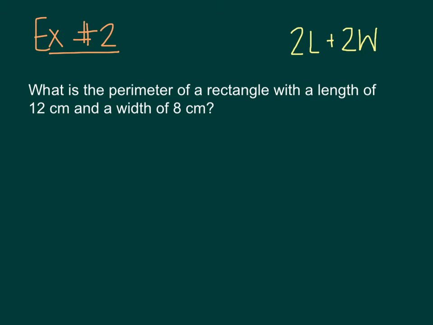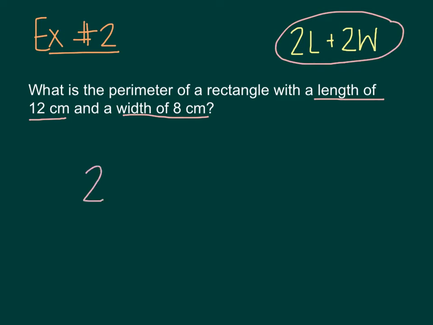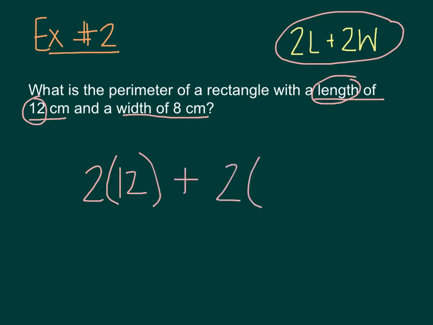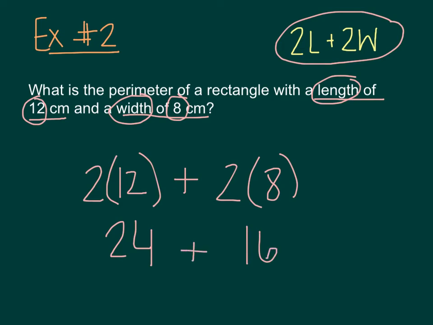Example 2, what is the perimeter of a rectangle with a length of 12 centimeters and a width of 8 centimeters? Let's go ahead and use this formula to figure that out. So we have 2 times the length, and they told us that the length is 12, plus 2 times the width, and they told us the width is 8. Now we can just solve. 2 times 12 is 24, and 2 times 8 is 16. And we add those together.